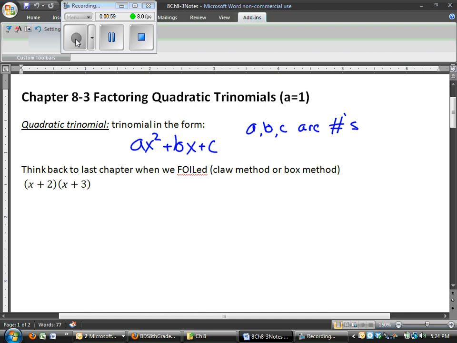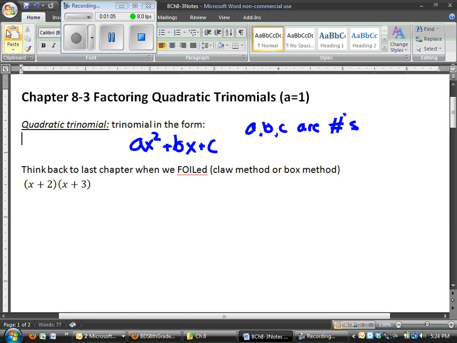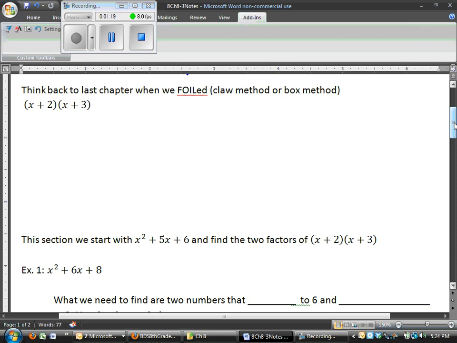So in this section, as you can see in the title, we're going to look at just the case where a is equal to 1. So there's not going to be any number in front of your x squared. It's just going to be x squared plus bx plus c because a is equal to 1. So let's think back to the last chapter when we FOILed. You did either the claw method or the box method.